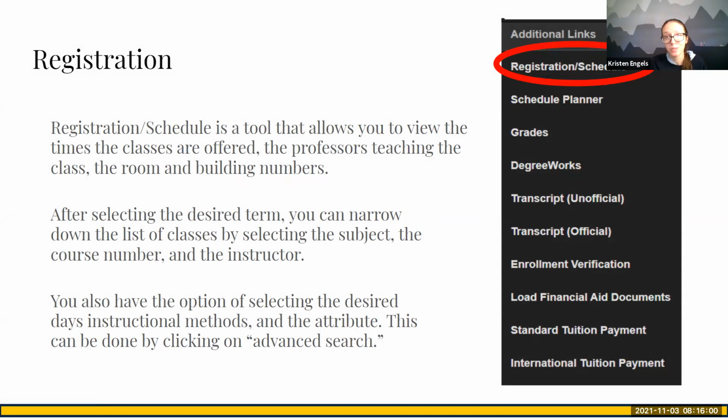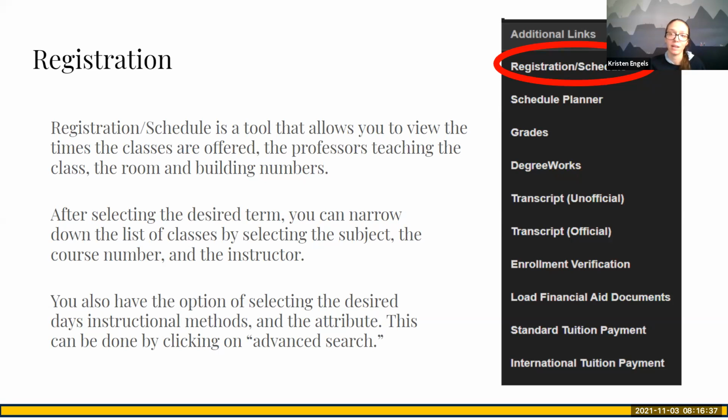All right, the next tool we're going to talk about is registration itself, the big bazoos. Woohoo. Registration/schedule is a tool that allows you to view the times the classes are offered, the professors teaching that class, the rooms, and building numbers. After selecting the desired term, you can narrow down the list of classes by selecting the subject, the course number, the instructor, any and all of the above. You also have the option of selecting the desired day, instructional days, and attribute. This can be done using features such as the advanced search.